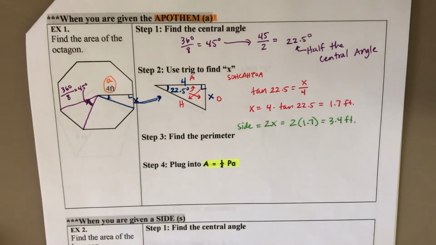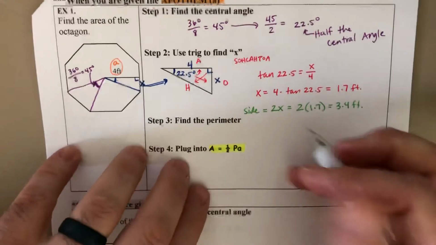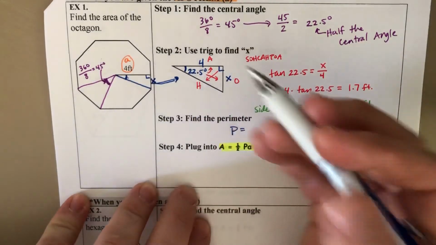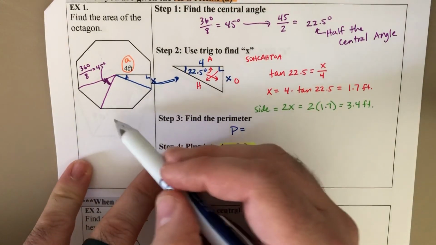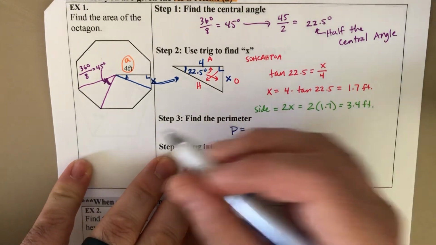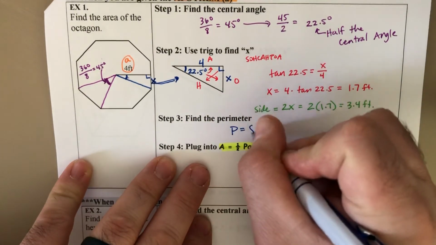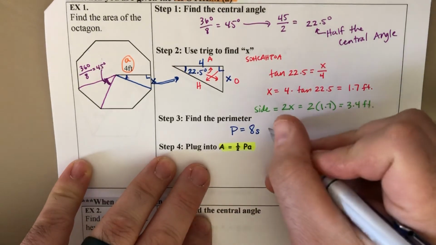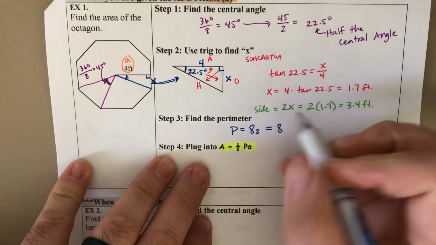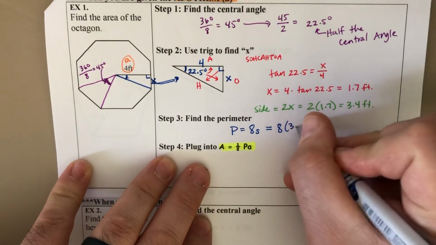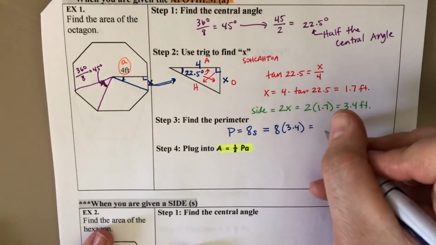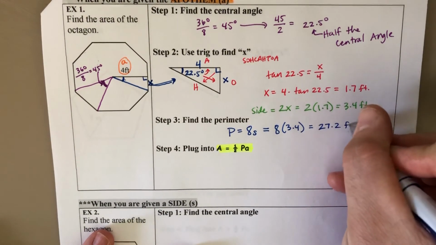All right. And now we're ready to get our perimeter. So the perimeter, you've got to think about what we have here. We have an octagon which has 8 sides, and so if I knew the side length, then we would just do 8 times that side length. So 8, I'll just call it S for side length. Perimeter is 8 times the side length. Well, we just found that side length. It's 3.4. 8 times 3.4 is 27.2 feet.